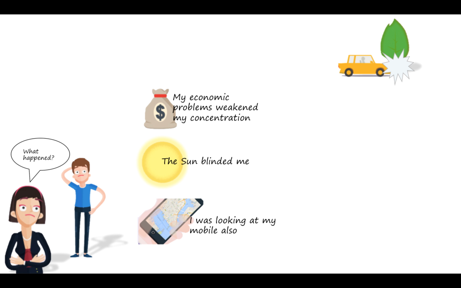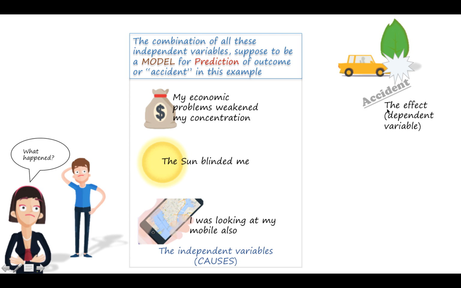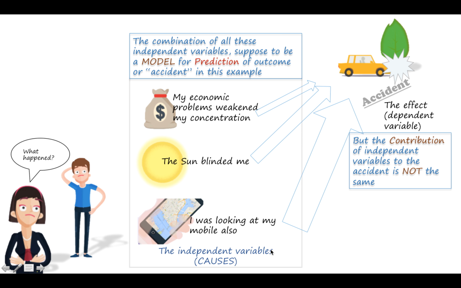So all these together, we cannot say that just one variable affected this accident, but all of them together can cause this accident. So the accident is the effect, or dependent variable, here. And we have our independent variables here. These are actually the causes. So the combination of all these independent variables is supposed to be a model for prediction of the outcome, the accident. But the effects of those variables are not the same. For example, looking at the mobile maybe has the biggest effect on this accident.